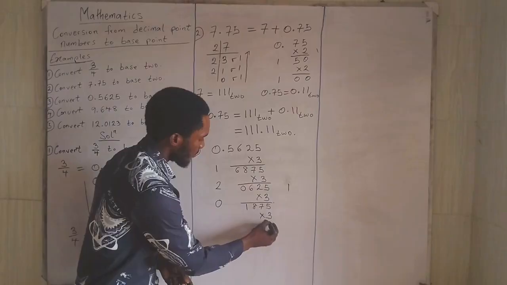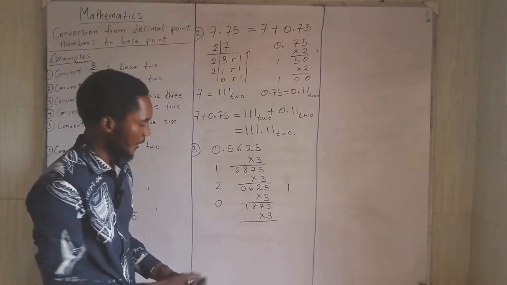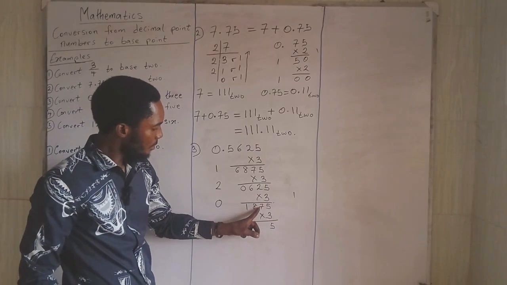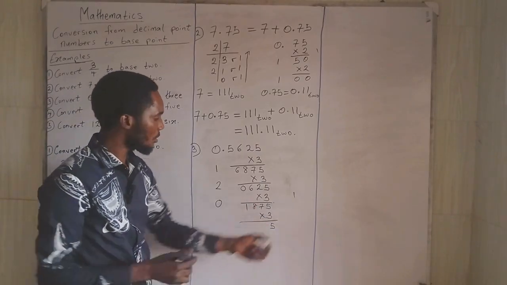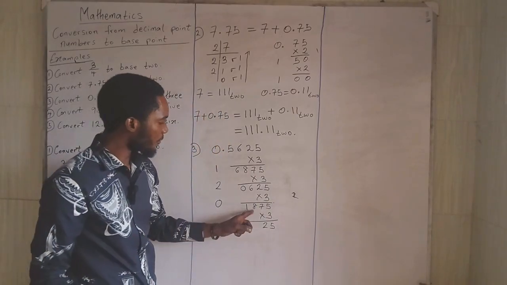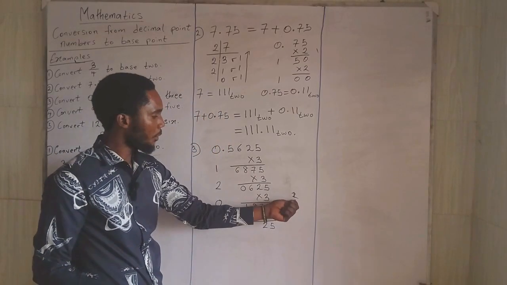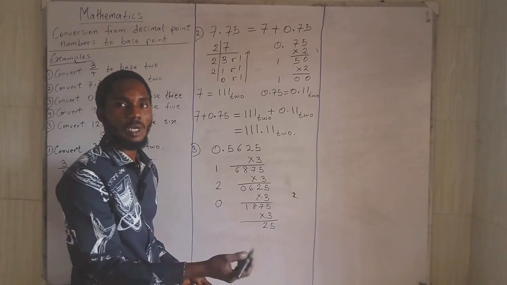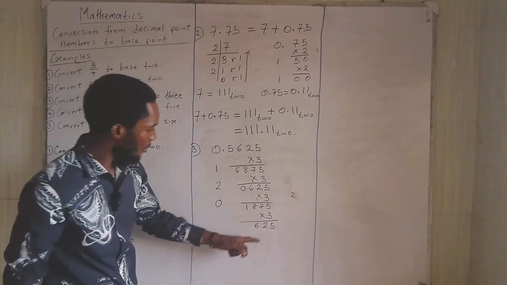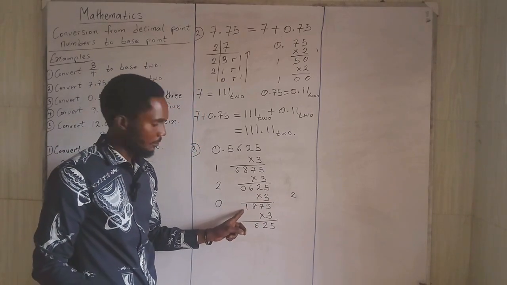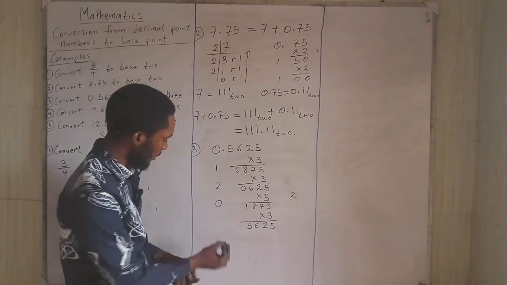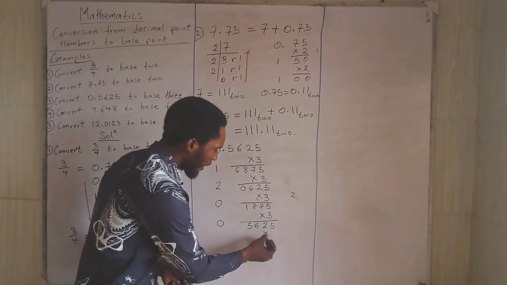Multiply by 3 again. 3 times 5, that is 15. Keep 1. 3 times 7, that is 21, plus 1, 22. We keep 2. 3 times 8, that is 24, plus 2, we have 26. We keep 2 again. 3 times 1, that is 3, plus 2, that is 5. We still don't have anything remaining. This should be 0. Multiply again by 3.